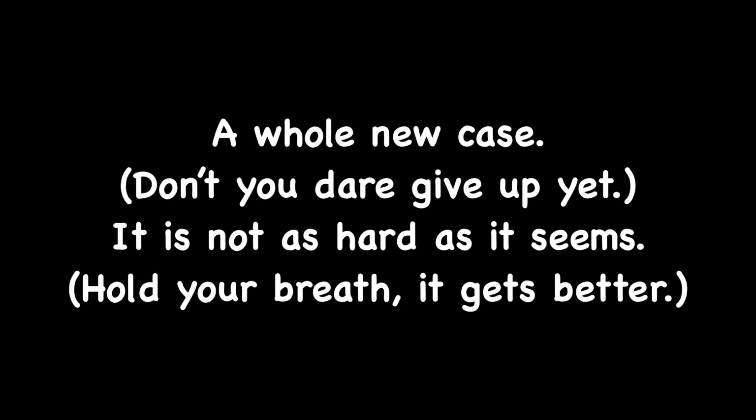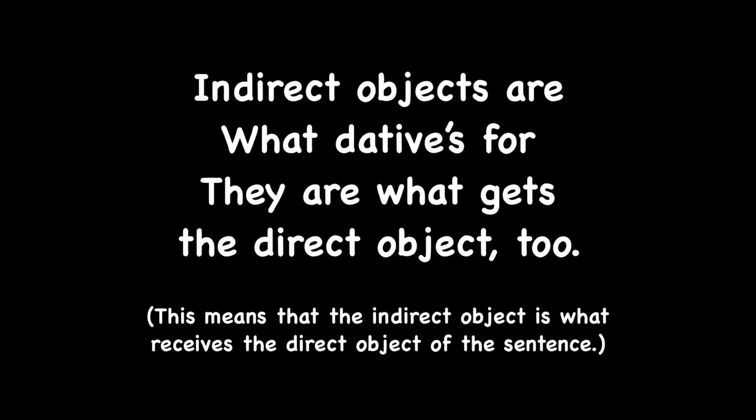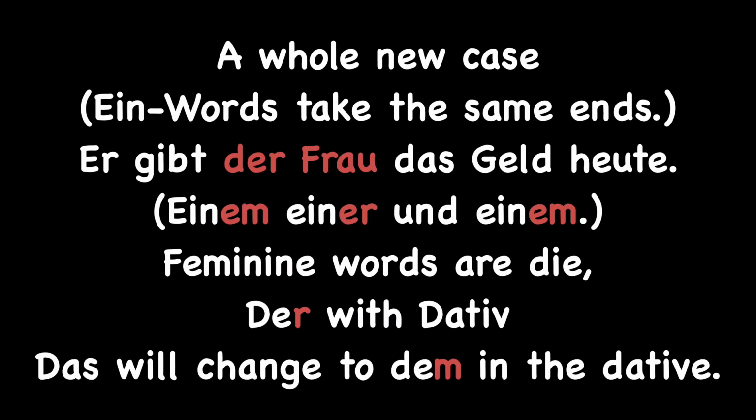A whole new case. Don't you dare give up yet. It's not as hard as it seems. Hold your breath, it gets better. Indirect objects are what dative's for. They are what gets the direct object to. A whole new case. Ein words take the same: gibt der Frau das Geld. Eine und eine. Feminine words are die, der will be the dative. Das will change to dem in the dative.